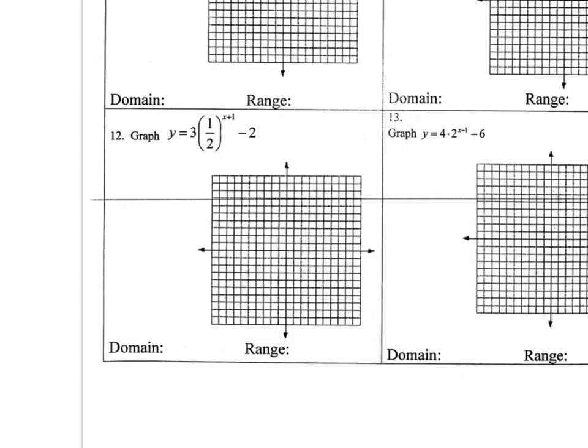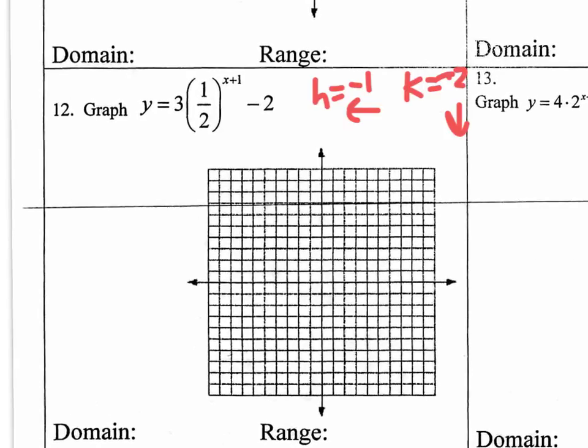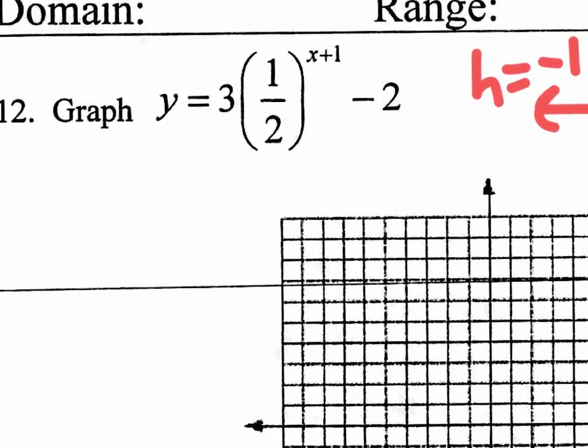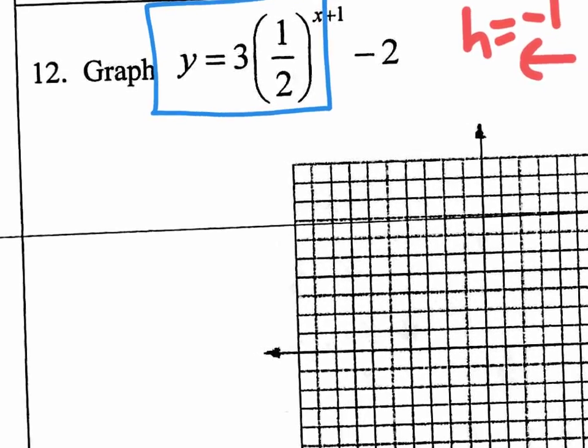Let's jump to number 12. Quickly, let's identify h and k. H is -1, k is -2. Now let's ignore h and k. Let me zoom in on my function and ignore it. Box in the function without the h and k.